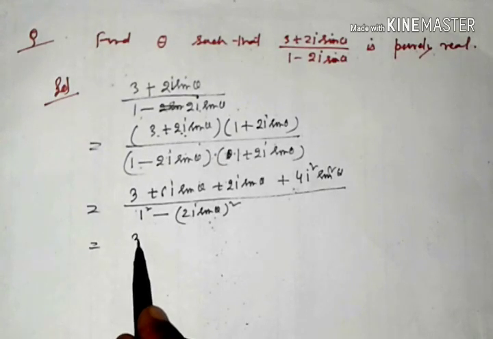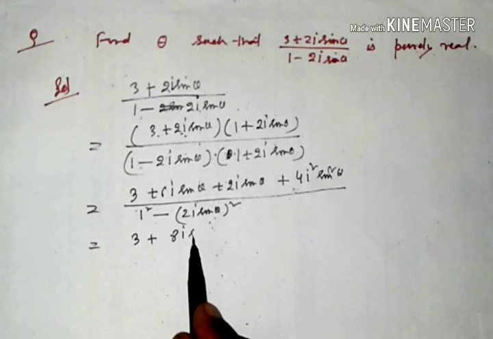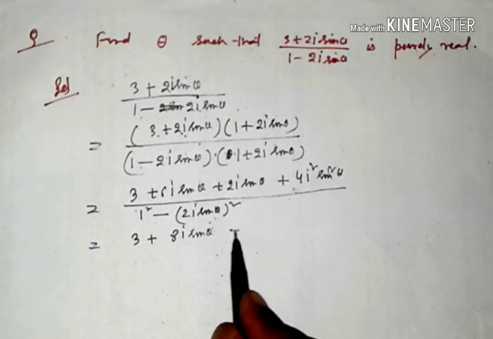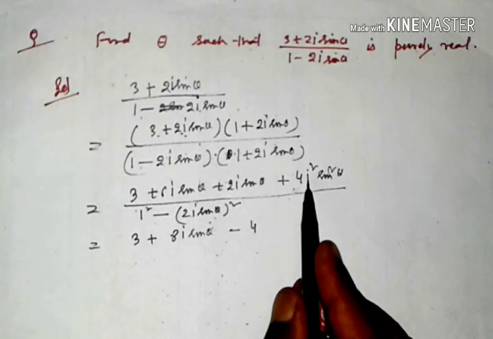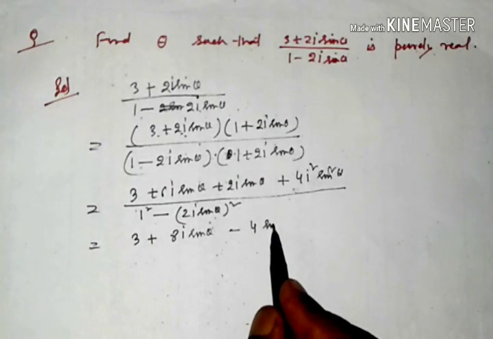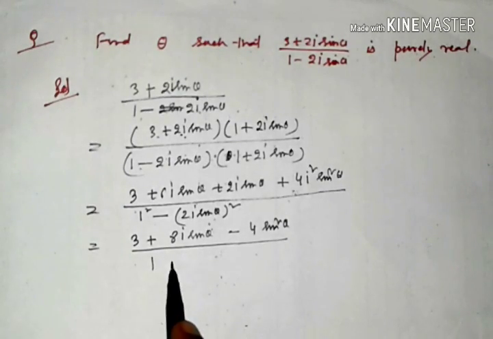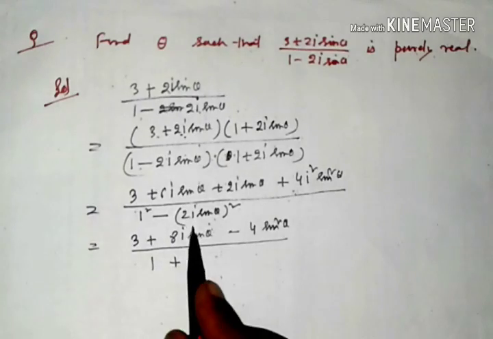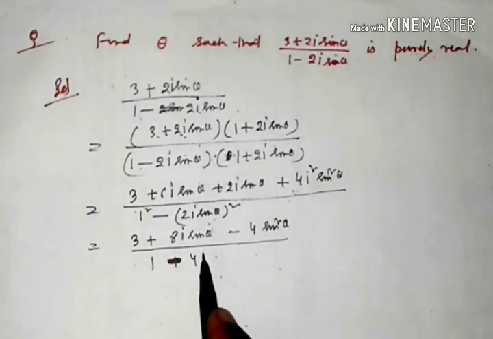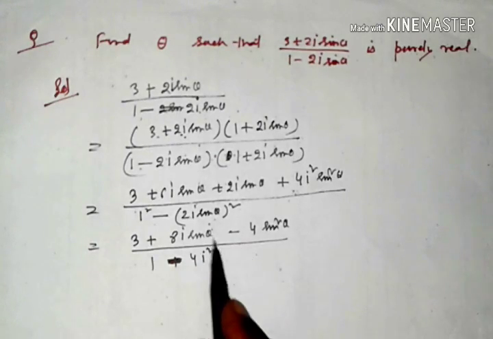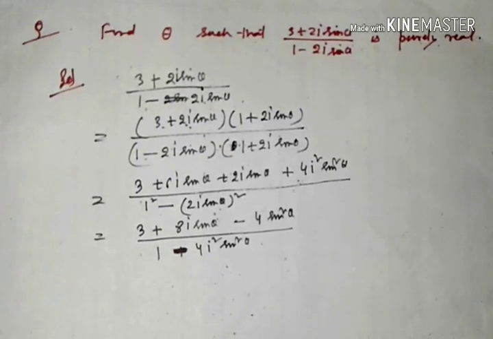Therefore 3 plus 8i sin theta, and this i square is there, therefore minus 4 i square is minus 1, this is minus 4 sin square theta. And this is 1 minus 4 i square, this is (2i) whole square, 4 i square sin square theta.